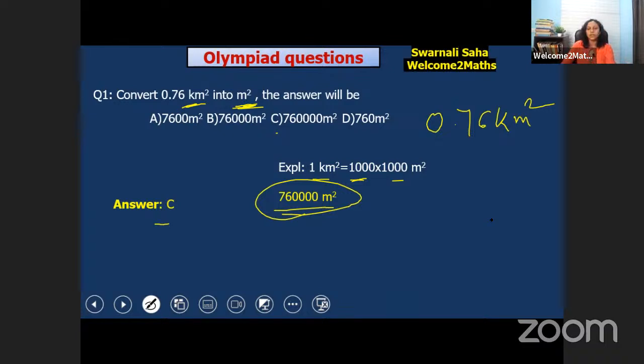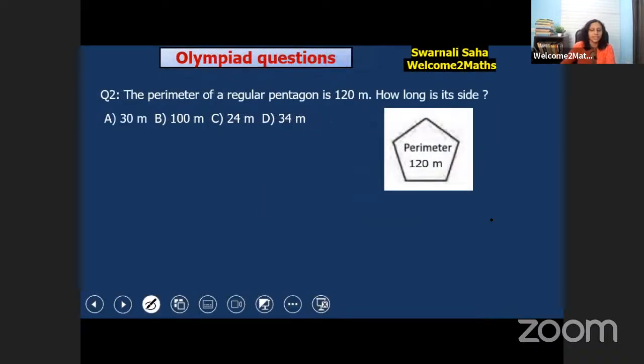Okay, so understood. Let's move on. Let's solve one more question. It is a very easy question. The perimeter of a regular pentagon is 120 meter. How long is its side? That you have to find out.